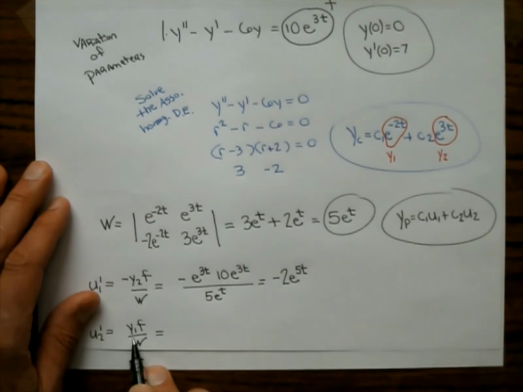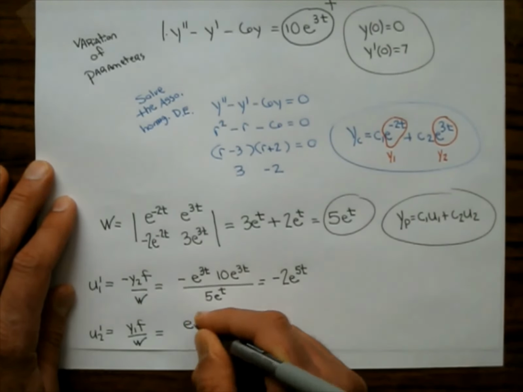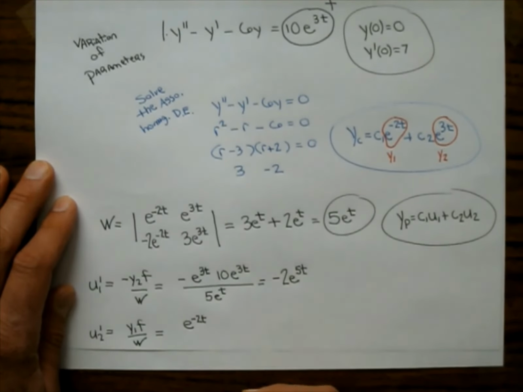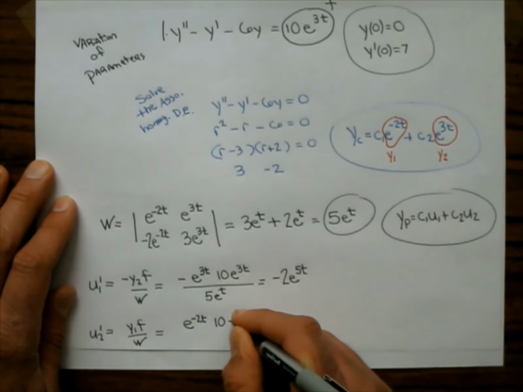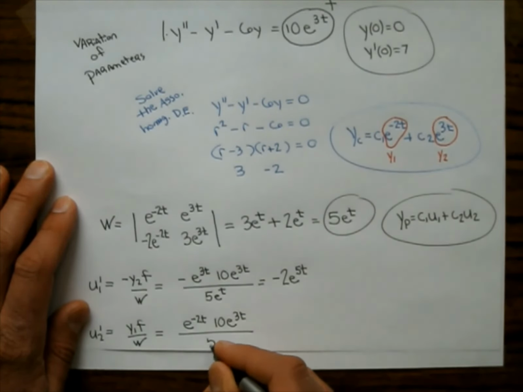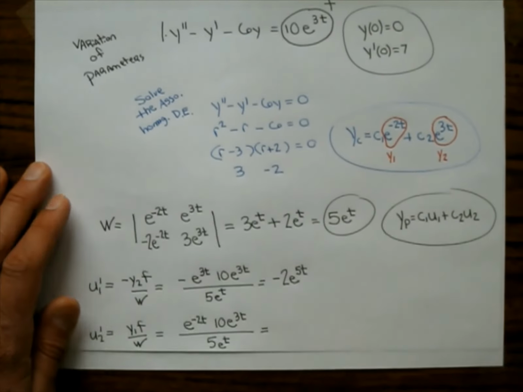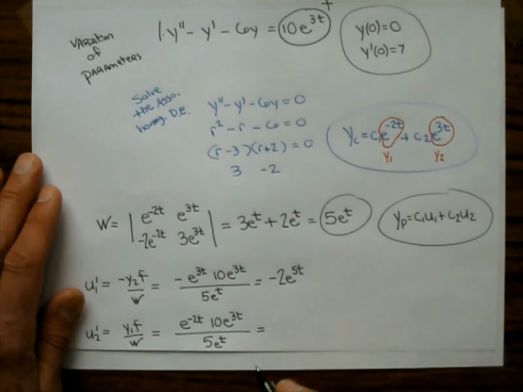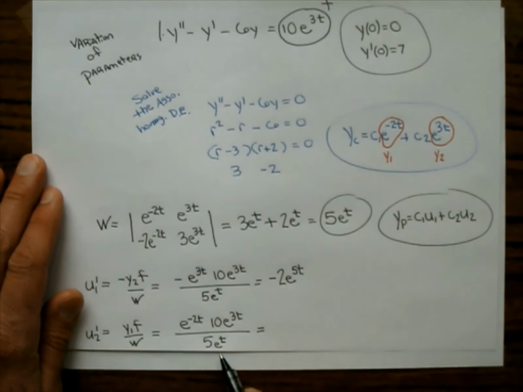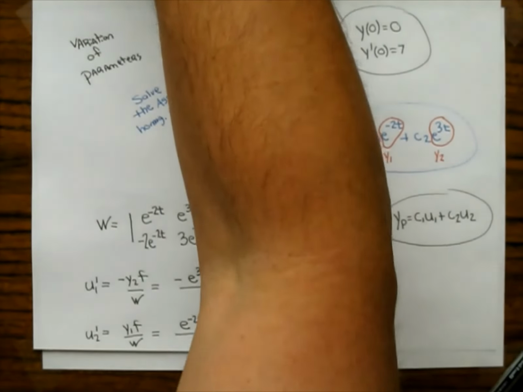This one right here is going to be y1, which is e to the negative 2t, times f, which is 10e to the 3t. And this is all over Wronskian, 5e to the t. And so what is this giving me? That goes down to the bottom, so that's e to the 2t times e to the t, which is e to the 3t. Those cancel. This just gives me 2.